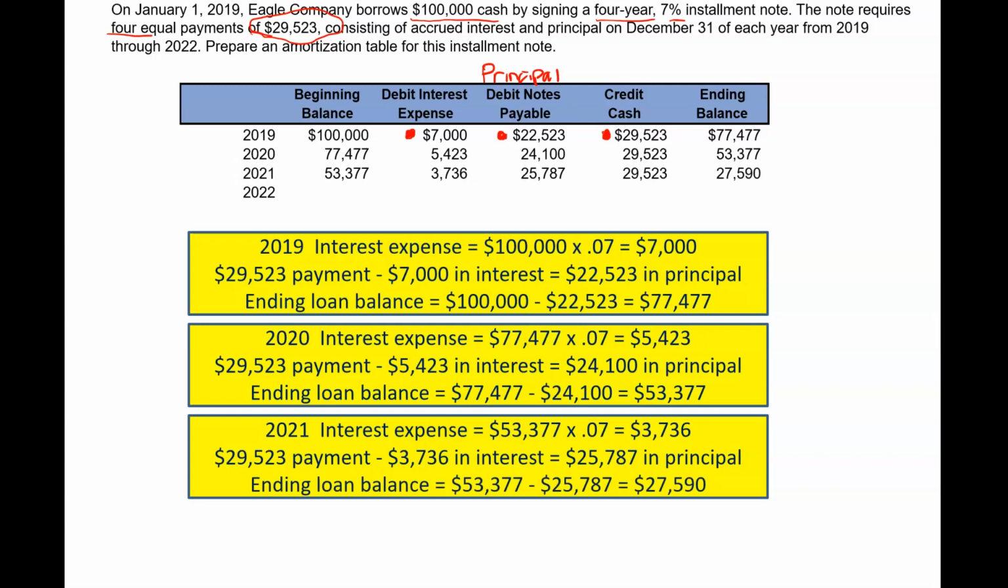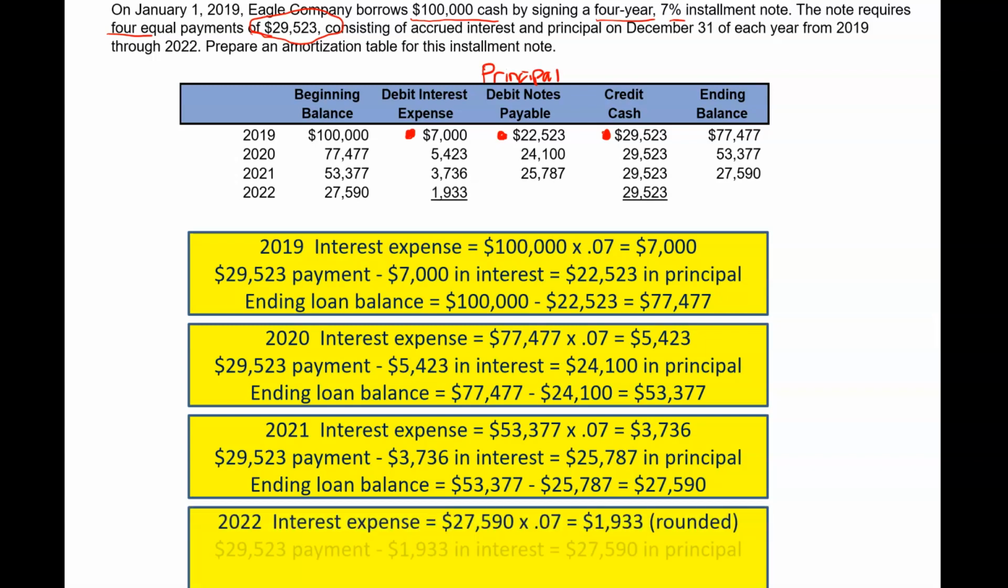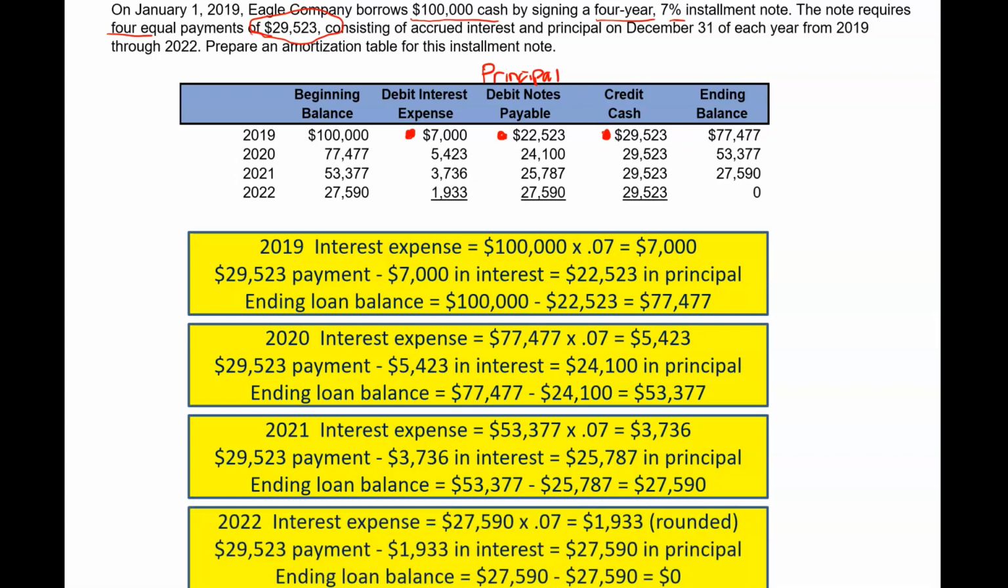Our ending balance at the end of year 3 is $27,590. That's what we start year 4 with. And then we do the same thing. And our ending balance is now 0 because we've paid it off.